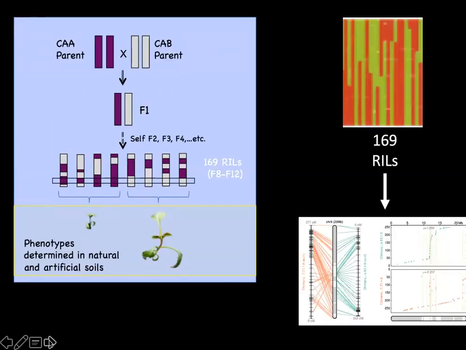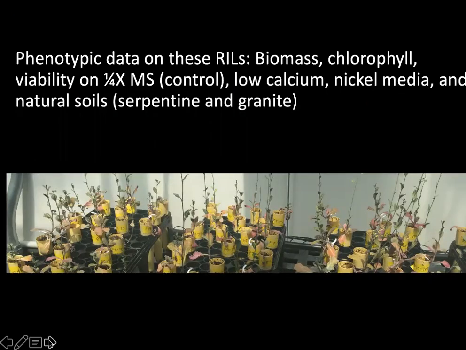So what I've done is I've, again, resequenced these lines and identified markers. These markers helped us further assemble our scaffolds into linkage groups and also create a refined genetic map. Using these same RILs, I've also created a set of phenotypic data based on biomass, chlorophyll, and viability. The plants were grown on low calcium, nickel media, and natural soils, specifically serpentine and granite.